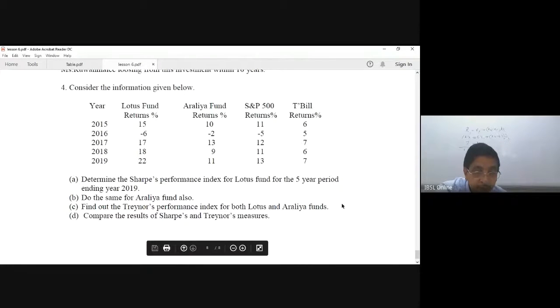Now, the basic difference between Treynor and Sharpe measures: we went through an averaging exercise, and because of that, it happens that way. Because in the comparison, you have to make those things clear. Sharpe's and Treynor measures comparison. Compare the results of Sharpe's and Treynor's measures.